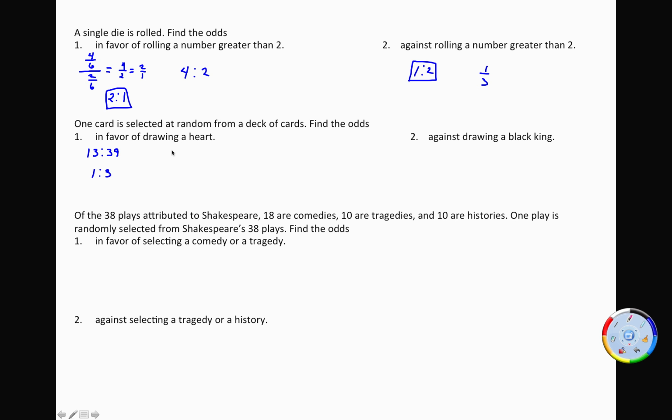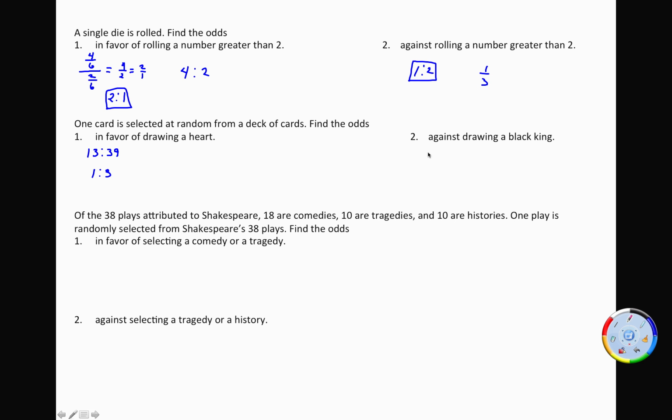Okay, if I knew this and I wanted the probability of drawing a heart, it's 1 out of 4, right? Add these together. I also know now the odds against drawing a heart are 3 to 1. And the probability against drawing a heart is 3 out of 4.